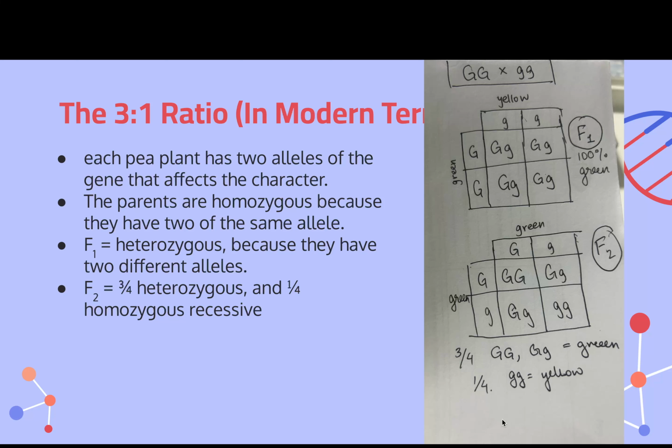Each pea plant has two alleles of the gene that affects the character. So in this case, we're talking about the color. Each pea plant has two alleles, either green or yellow. Now, based on the tests that Mendel did, we figured out that the parents are homozygous because they have two of the same allele. The original parents have to have, one of them had to be a green plant, one of them had to be a yellow plant.